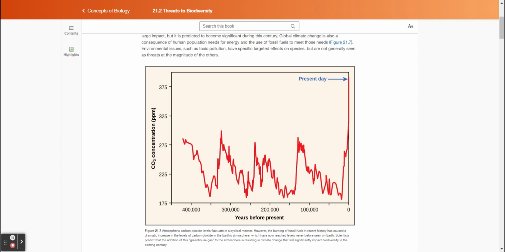Figure 21.7. Atmospheric carbon dioxide levels fluctuate in a cyclical manner. However, the burning of fossil fuels in recent history has caused a dramatic increase in the levels of carbon dioxide in the Earth's atmosphere, which have now reached levels never before seen on Earth. Scientists predict that the addition of this greenhouse gas to the atmosphere is resulting in climate change that will significantly impact biodiversity in the coming century.